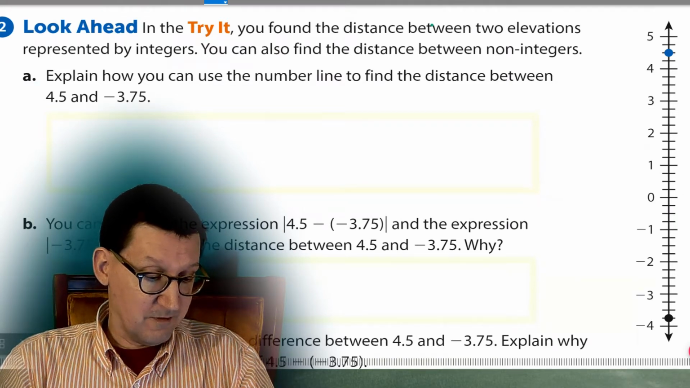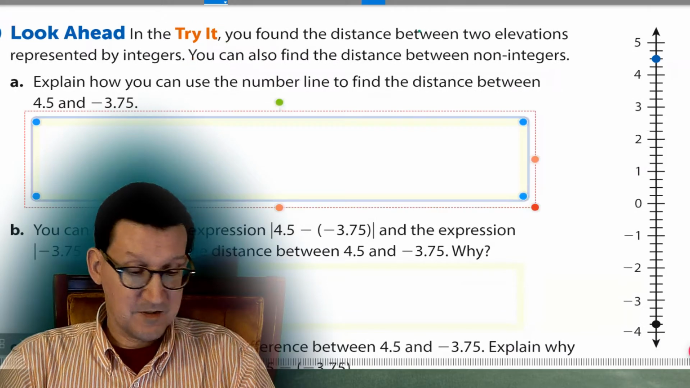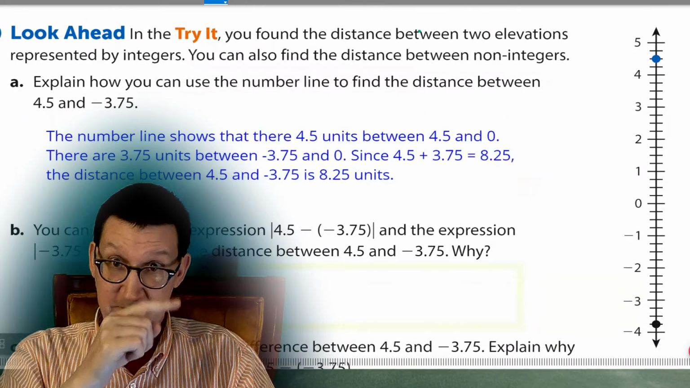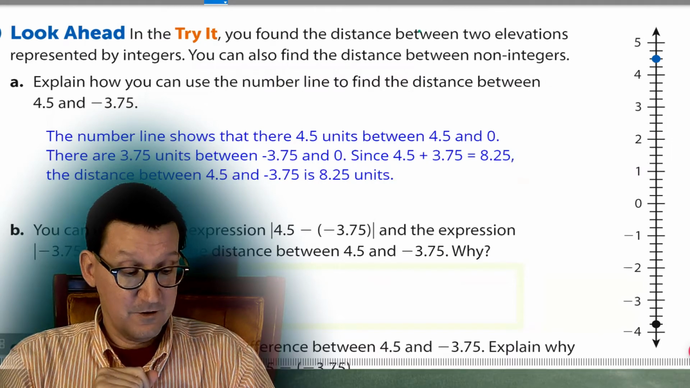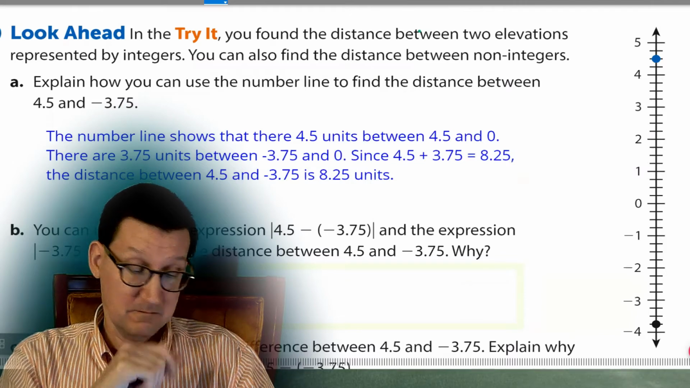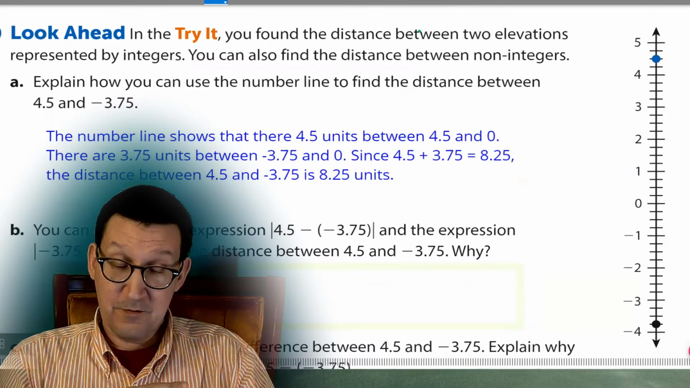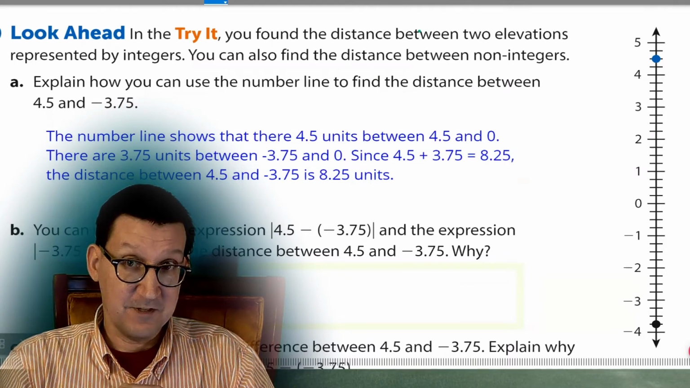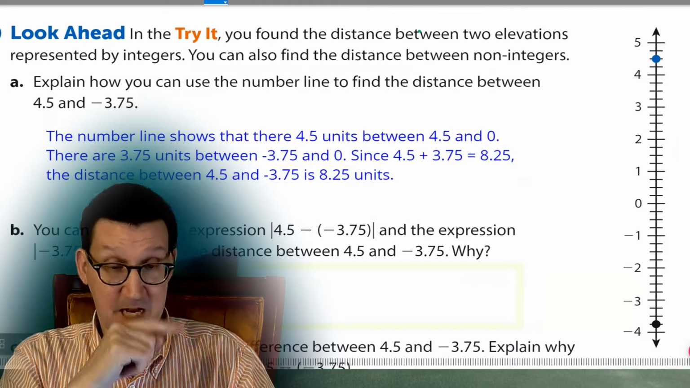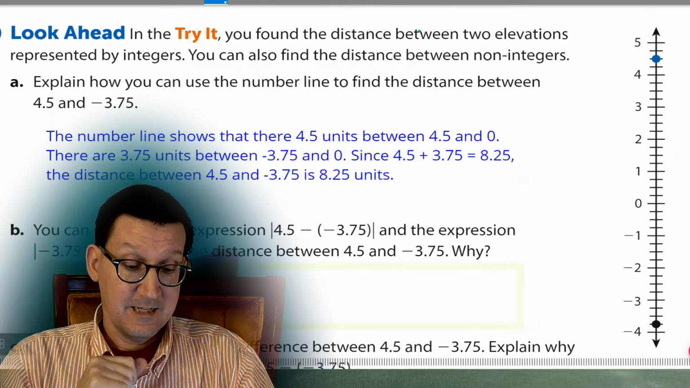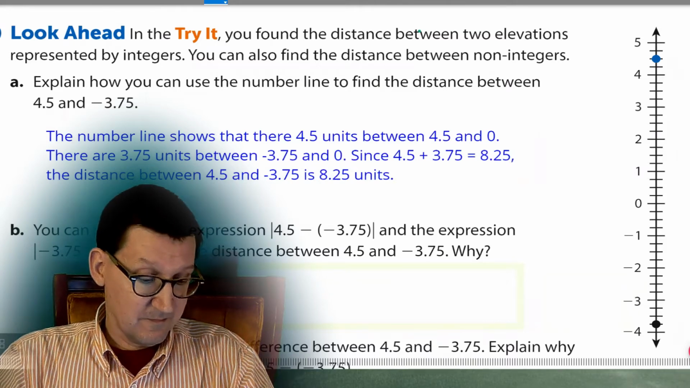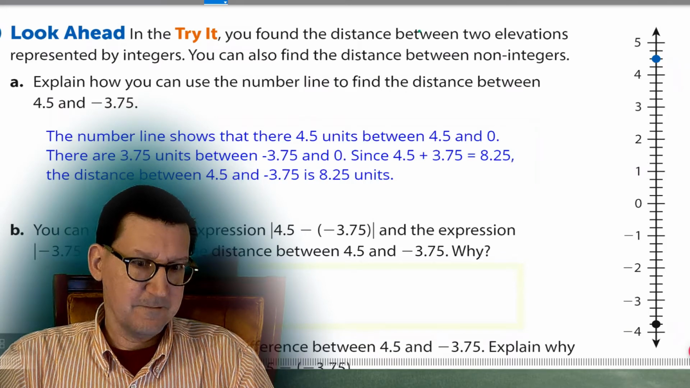We could write that down like this. The number line shows that there's 4.5 units between 4.5 and 0. Now it also shows that there are 3.75 units between negative 3.75 and 0. So since 4.5 plus 3.75 is 8.25, the distance between 4.5 and negative 3.75 is 8.25 units. Works out pretty easy, doesn't it?